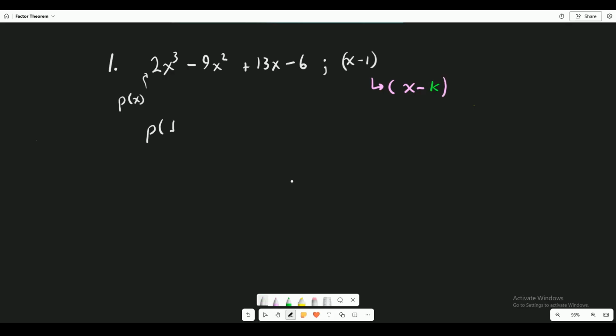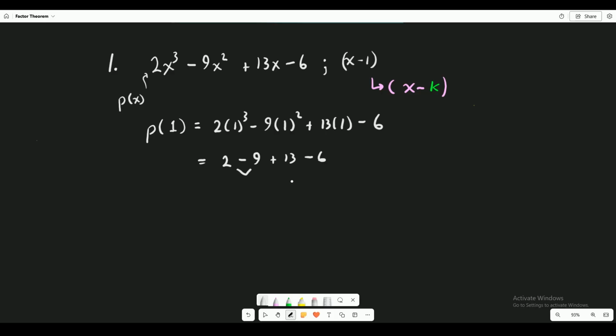So let's test it for p of 1, right? So p of 1 is equal to 2 times 1 cubed minus 9 times 1 squared plus 13 times 1 minus 6. All right? I'm applying the factor theorem because if p of 1 is 0, then that means that x minus 1 is a factor of my polynomial p of x. So let's keep going. All the 1's raised to the exponents are just 1. So this is 2 times 1, which is 2, minus 9 times 1, which is 9, plus 13 minus 6.